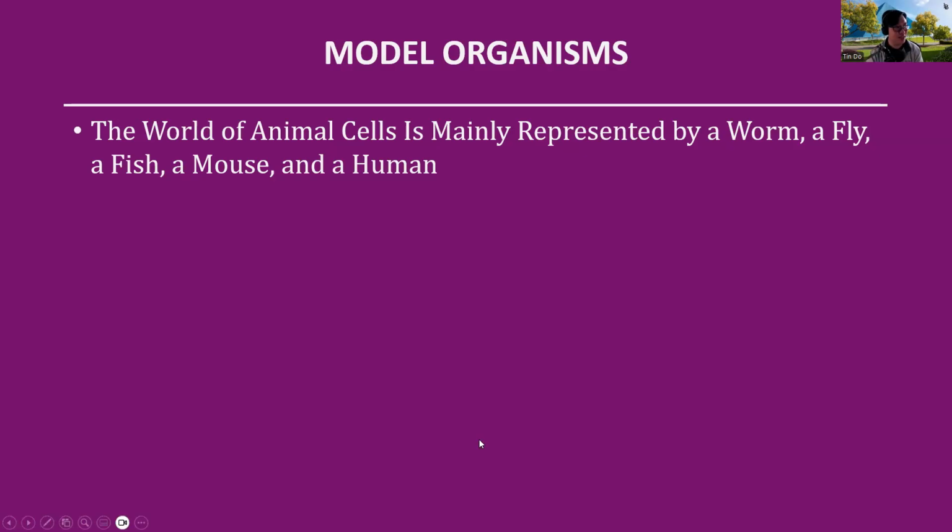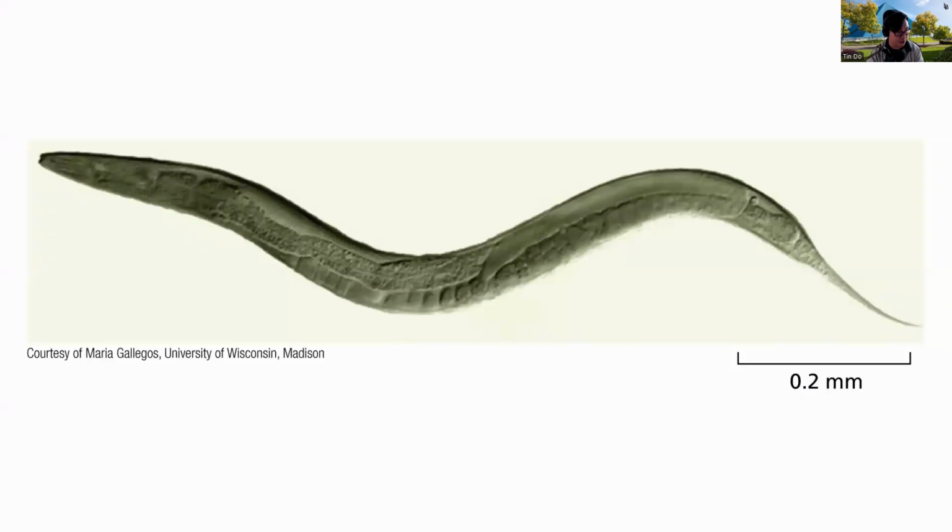The world of the animal cell is mainly represented by a worm, a fly, a fish, a mouse, or a human. Again, we do a lot of studies based on these modeled organisms. With worms, there are certain studies being done right now where we're doing electrical stimulation and seeing the effects on healing through electrical exposure. So this deals with the idea of the regeneration process. A fly is for understanding the development process. A fish is slightly more complex than a fly and a worm, and a mouse is one after that. And so, again, here is a regular roundworm.